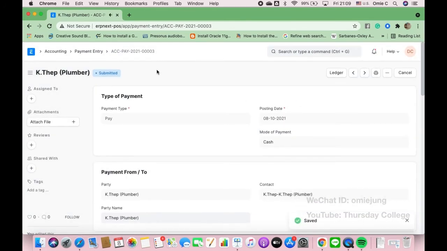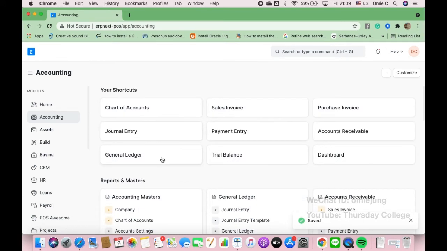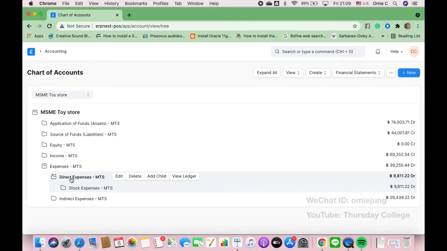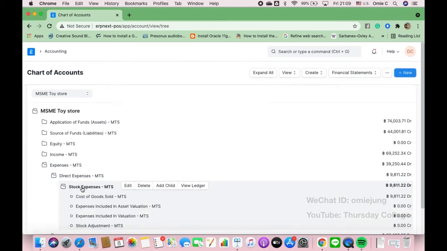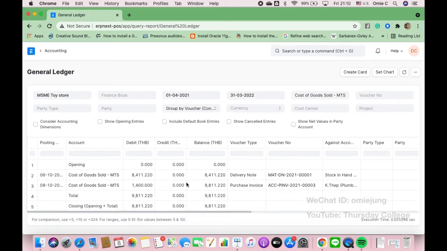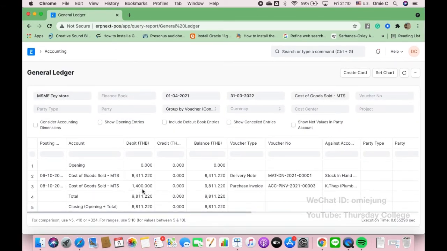Okay, so that's it for the plumber case. If you go to the accounting, and then you see the chart of accounts, you go to the expense. In the direct expense, that means you are doing the cost of goods sold. They're going to have this one, so I view the ledger of cost of goods sold. We're going to have the plumber 1400, right? But we will not do anything at this moment.